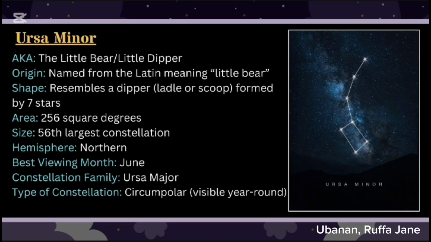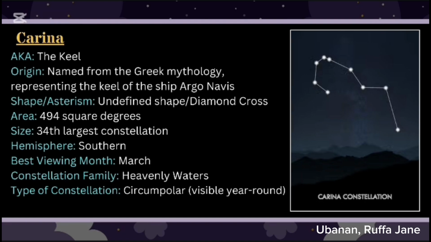Now, let's move to the southern hemisphere. First, we have Carina, also known as the Keel, a constellation named after Greek mythology. It represents the keel of the ship Argo Navis, a legendary ship from Greek mythology. The constellation was originally part of a much larger constellation called Argo Navis, which represented the ship that Jason and the Argonauts sailed on their quest for the Golden Fleece.